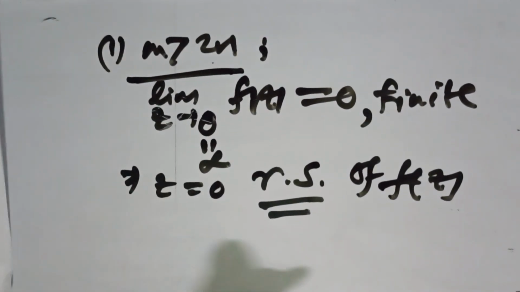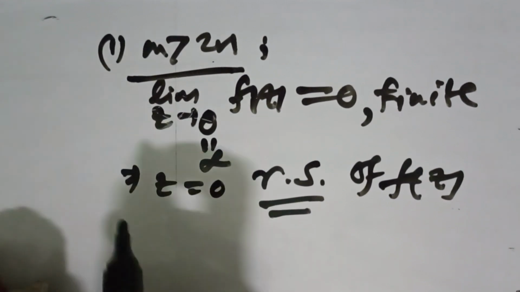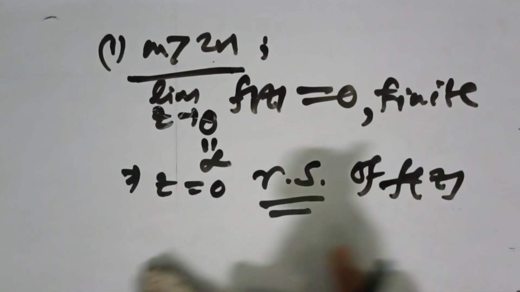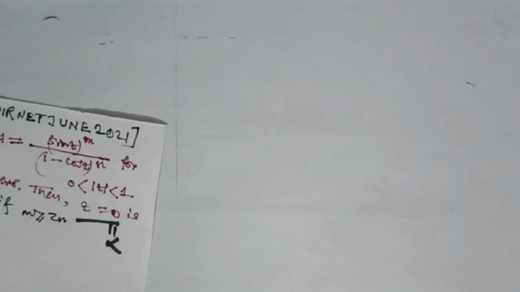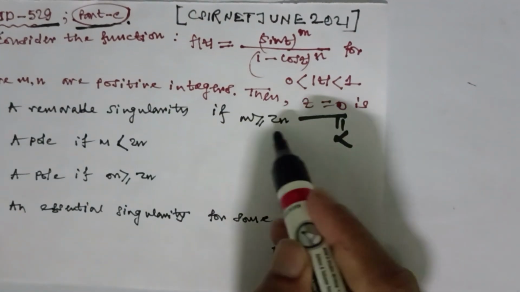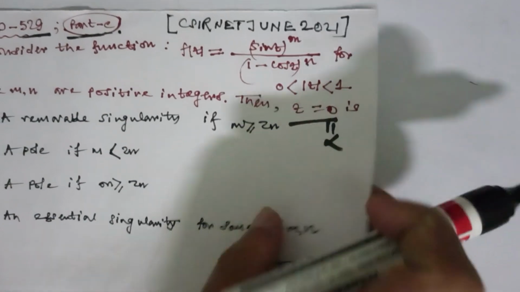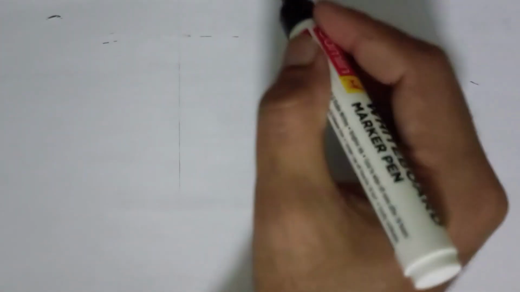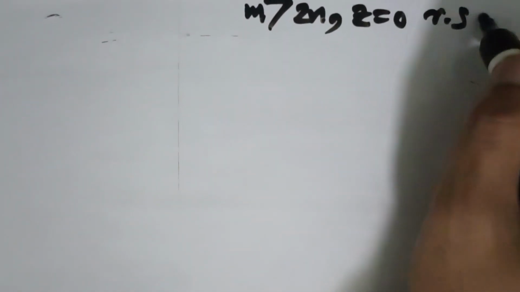So if m is greater than 2n, then z equal to 0 is a removable singularity. Now I am going to the case m equal to 2n. If I conclude for the case m equal to 2n, then we can go to option 1. It says m greater than 2n, and the third option also says m greater than 2n. So till now I have done that: when m is greater than 2n, then z equal to 0 is a removable singularity of f(z).